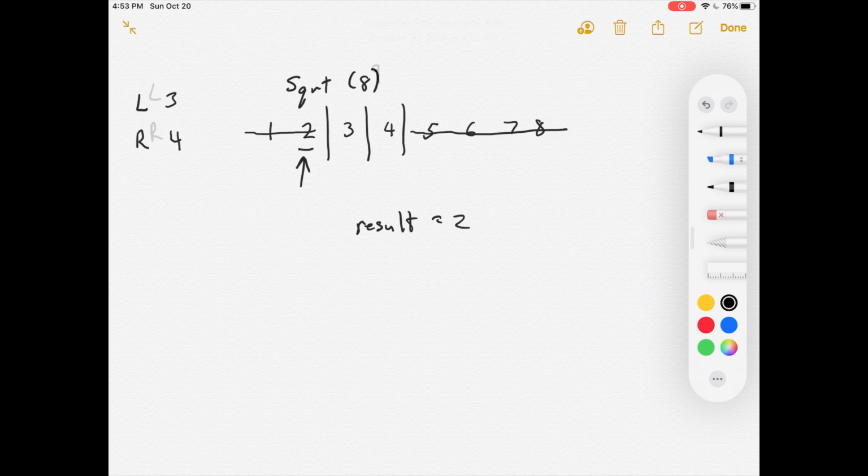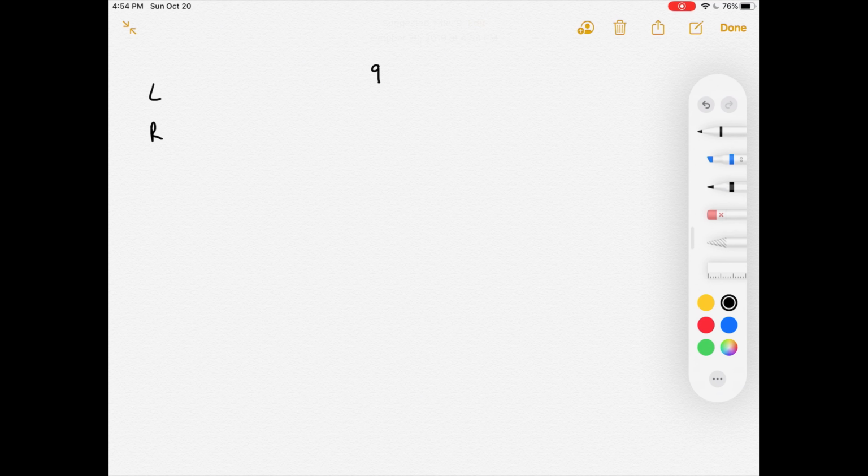So result equals 2. Let's do that one more time, but with a number where the result is actually in the data set. We're not going to have to subtract anything at the end. So we'll do the number 9. What are the possible numbers that, when multiplied by themselves, equal the number 9? We have 1, 2, 3, 4, 5, 6, 7, 8, and 9. All right, so left would be 1 and right would be 9.